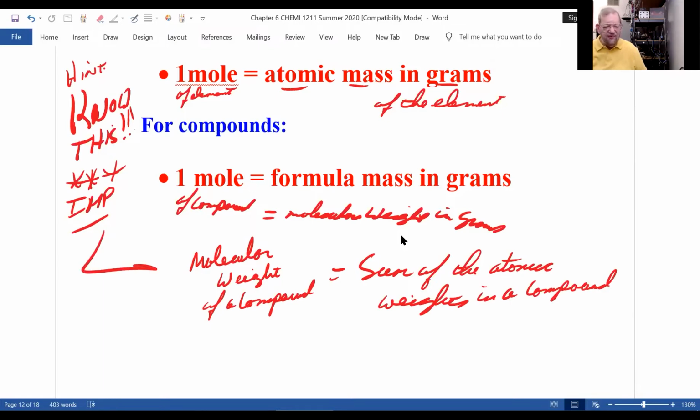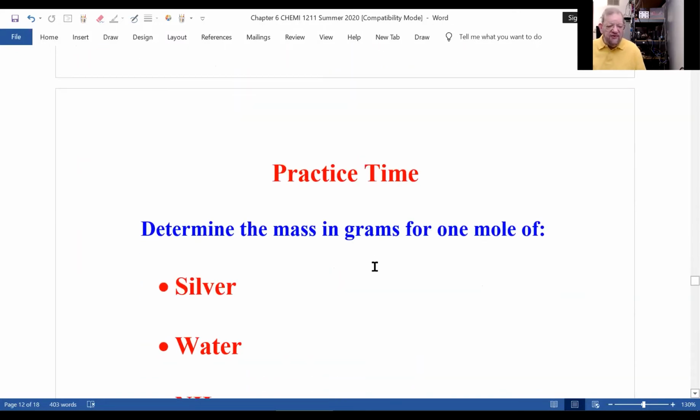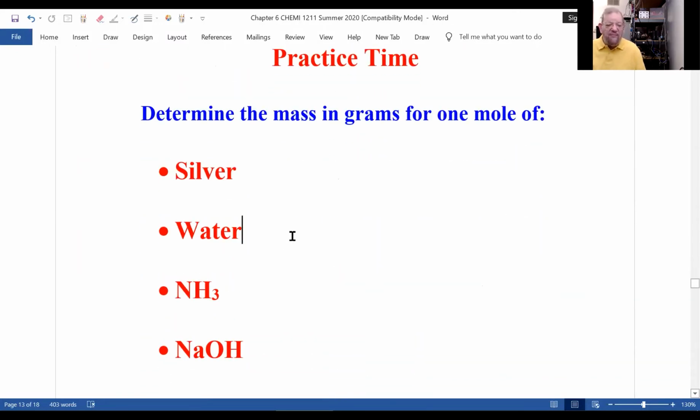And this is also stuff we've talked about that you should know. It's very important. And I don't ask you to memorize this anymore, but you should know how to use it. The molecular weight of a compound equals the sum of the atomic weights of a compound. So if we're trying to get a mole of water, we need to know what's the molecular weight of water. How do you do that?